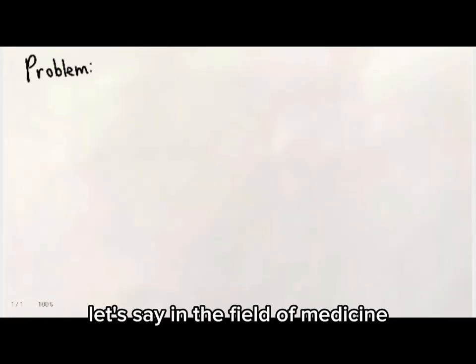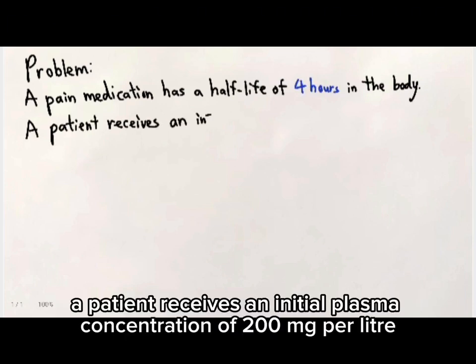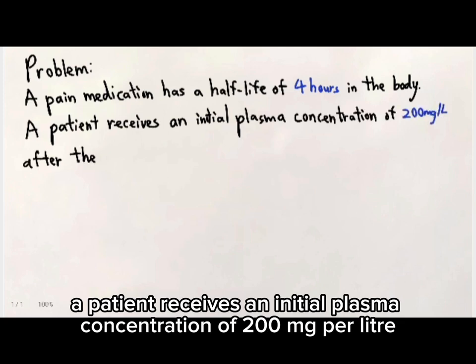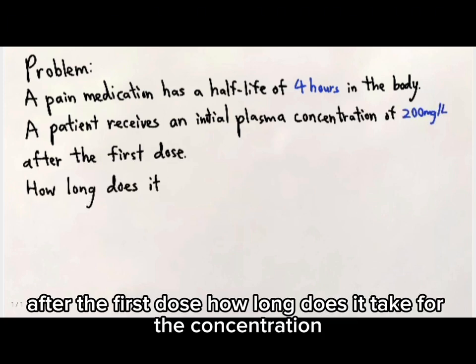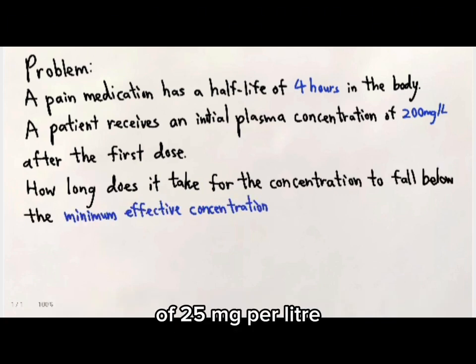But let me give you a different question. Let's say in the field of medicine, a pain medication has a half-life of 4 hours in the body. A patient receives an initial plasma concentration of 200 milligrams per liter after the first dose. How long does it take for the concentration to fall below the minimum effective concentration of 25 milligrams per liter?